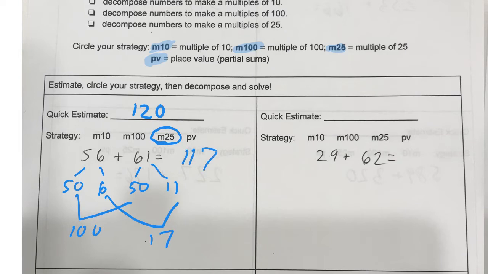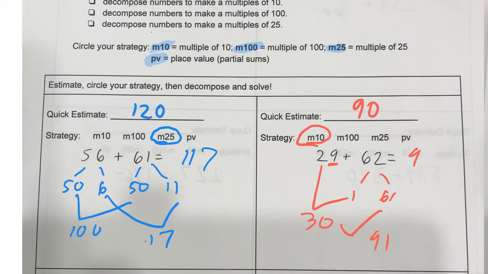Over here for this next one, my quick estimate is going to be 90, 30, and 60. And I'm going to go with a multiple of 10 here, because 29 is close to 30, so I'm going to break 62 into 1 and 61. Then I've got my 30 there, and 30 and 61 is 91. That is done.